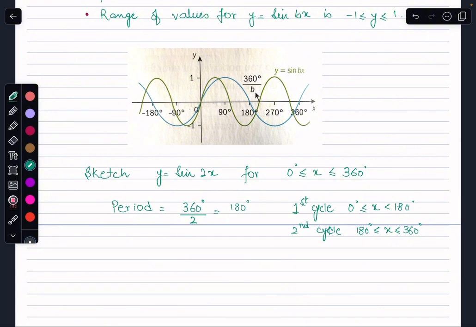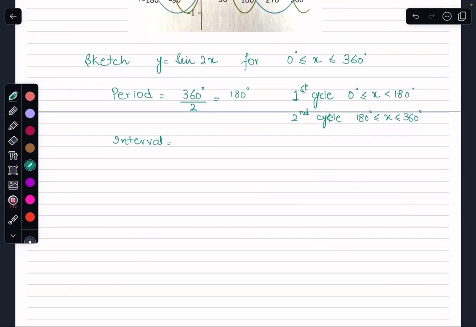So let's sketch the graph. A whole cycle requires all four quadrants. A whole cycle of 360 degrees requires all the four quadrants. So now if the first cycle gets completed from 0 to 180 degrees, then in this domain, 0 to 180 degrees, I shall be getting all my four quadrants. So if I divide it by 4, then the value that I should be having here is going to be 45 degrees here.